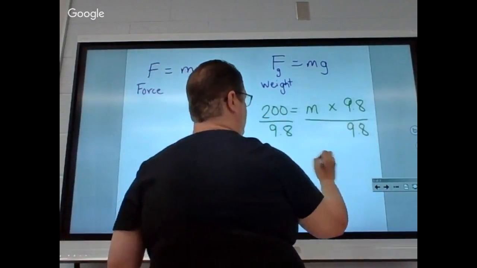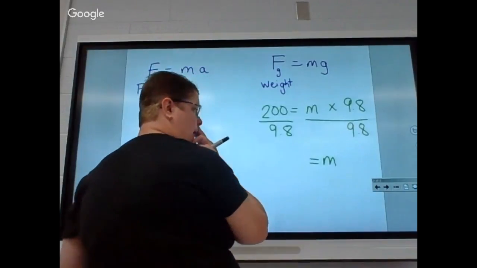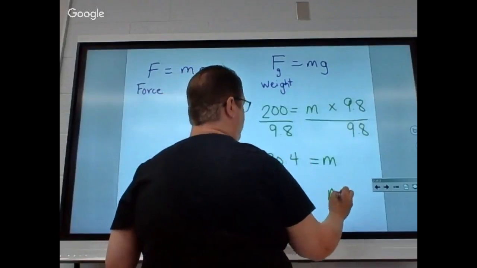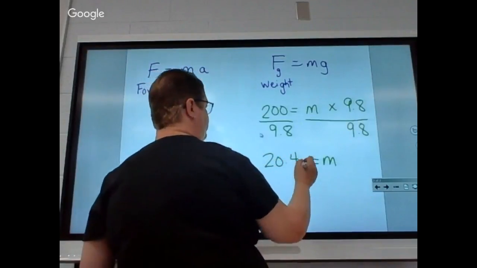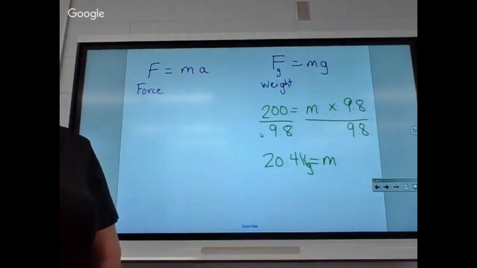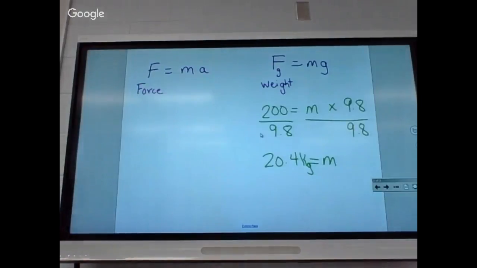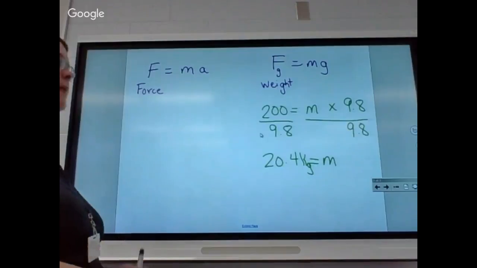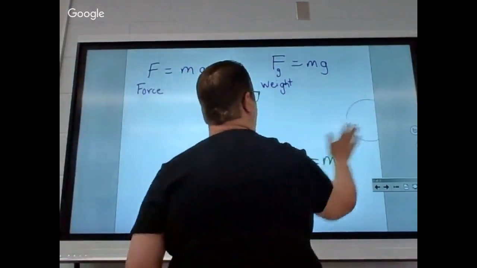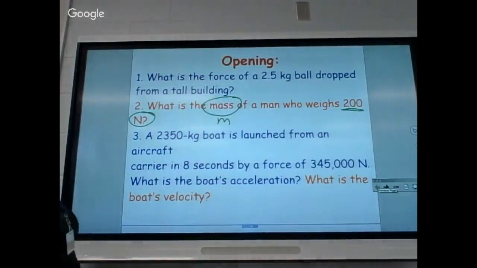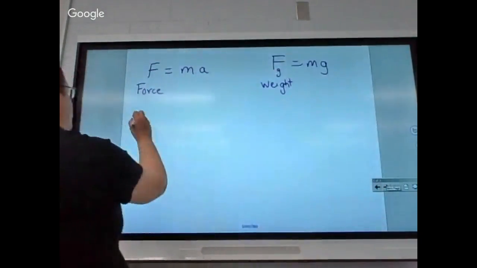So mass equals, what do we get? 20.4. What do we put on the unit? It's kilograms. If you wrote G, I would not take it off because it is a mass unit, but it's actually kilograms. All right. The last question is the one that people usually struggle with. I told you just do the blue. What is the 2350 kg? That's the mass.